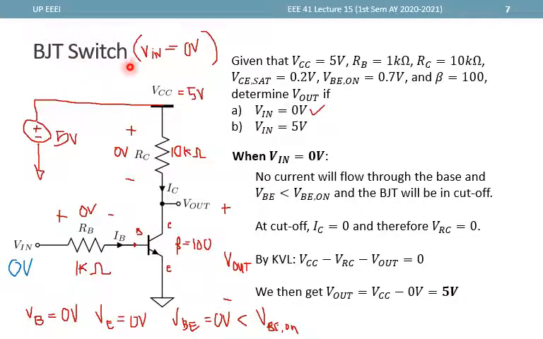Now going back to our application, BJT as a switch, then this just tells us that for this case, Vin is equal to 0, then the switch is open. And therefore, we get a Vout that is equal to 5 volts since there is no current flowing through RC.